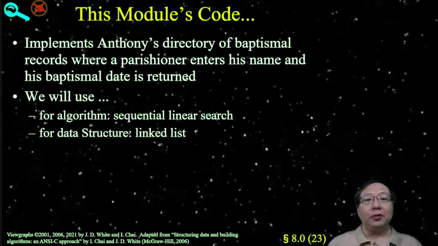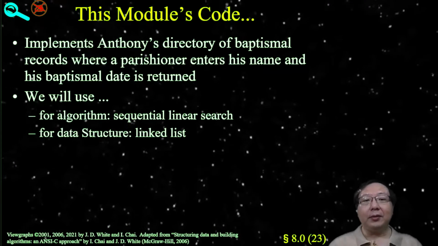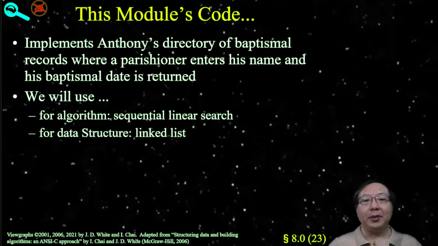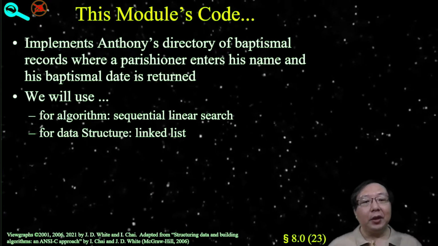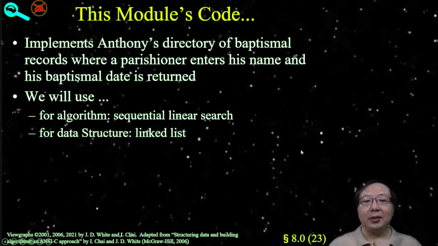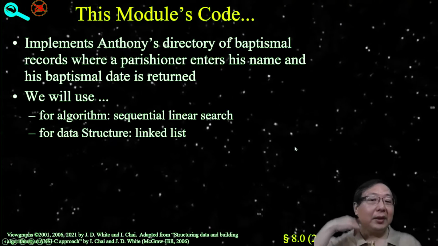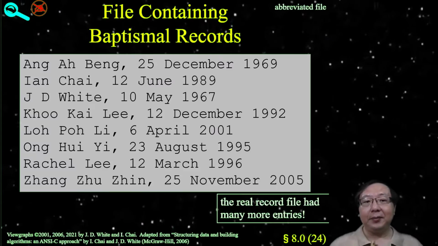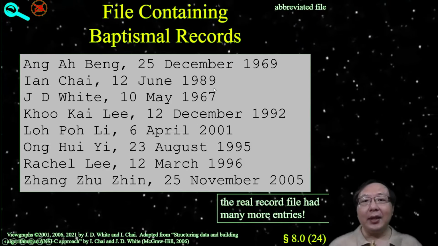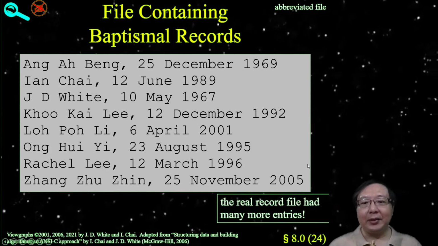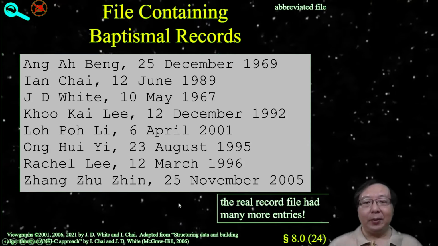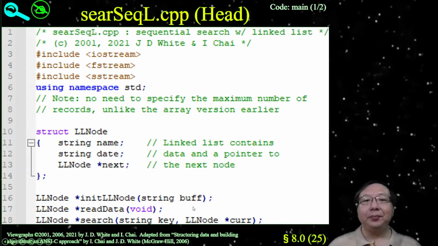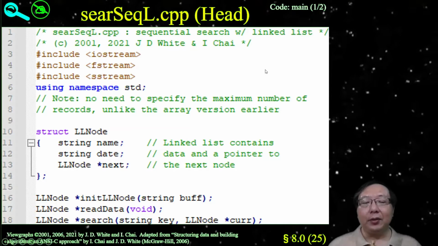So in this module, we're going to now implement Anthony's directory of baptismal records where a parishioner enters his name and his baptismal date is returned. And we will use the sequential linear search algorithm using a linked list instead of an array. So we use the same set of sample data as before. We noted that in real data there will be a lot more records than these. And let's look at the code.